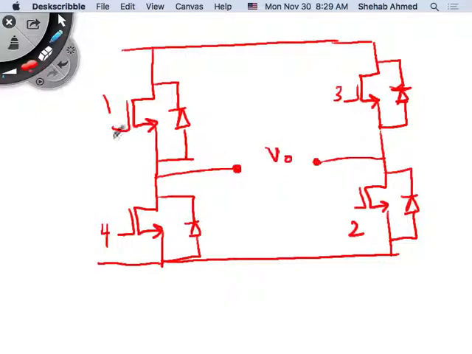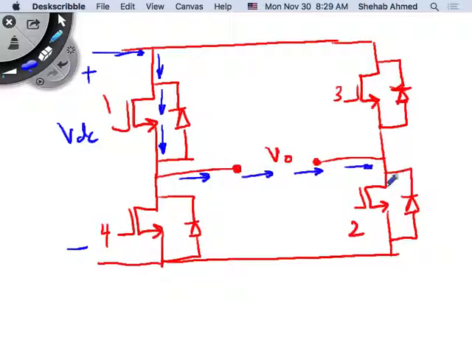And this is V output. When 1 and 2 are on, current is flowing, and this is your DC source, VDC, right? When 1 and 2 are on, current flows from the DC source through the switch, through the load, back through the switch, to your source. Now we have to insert some dead time.